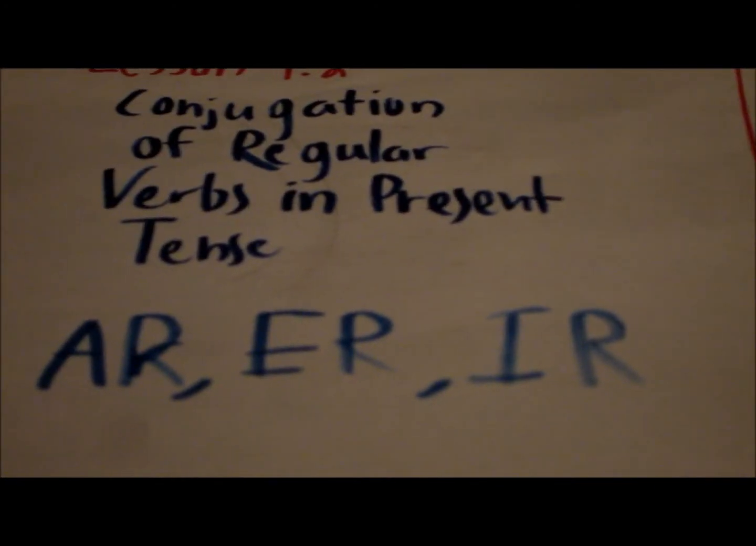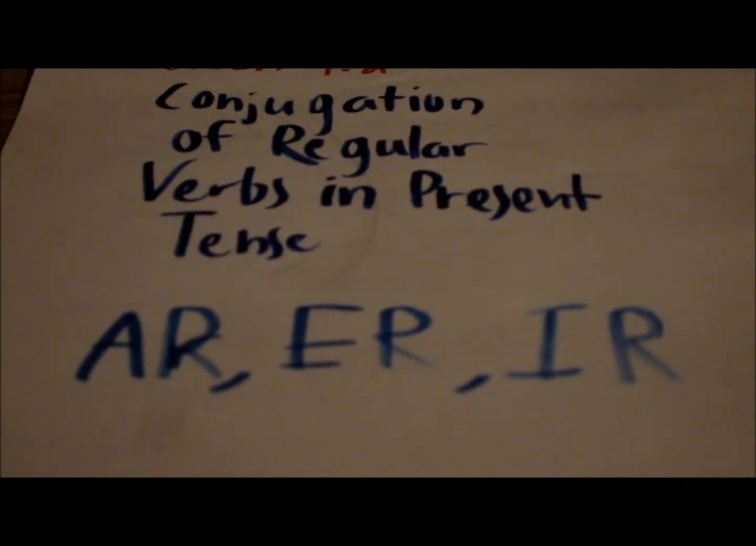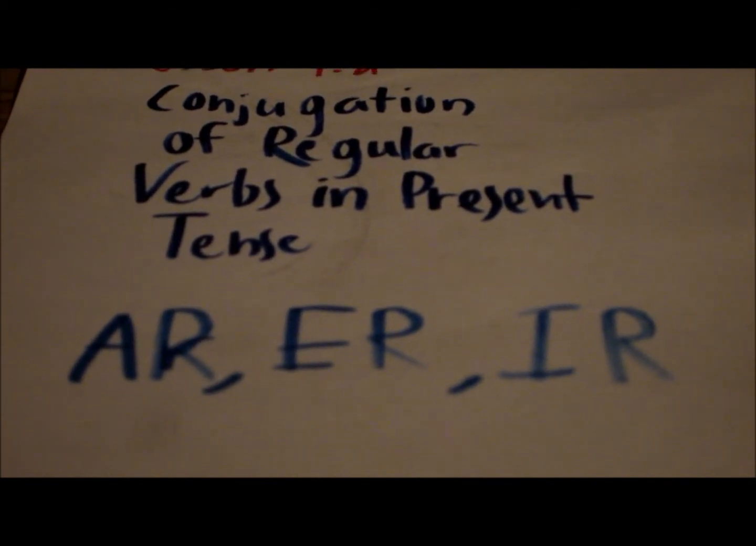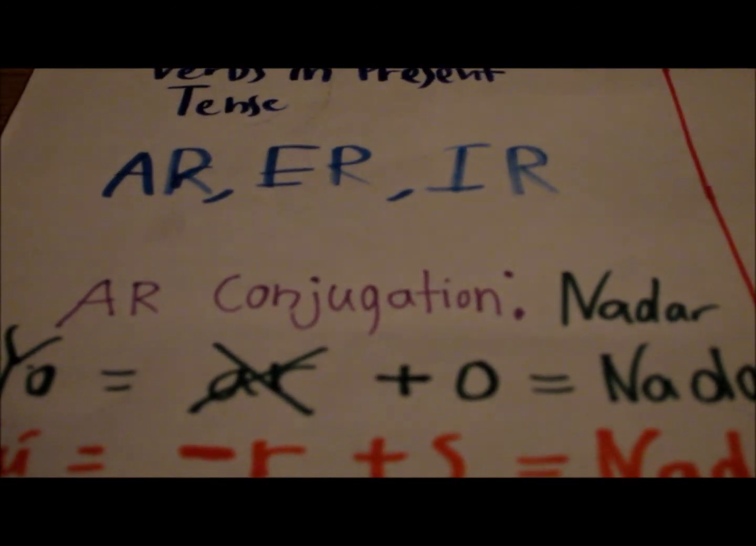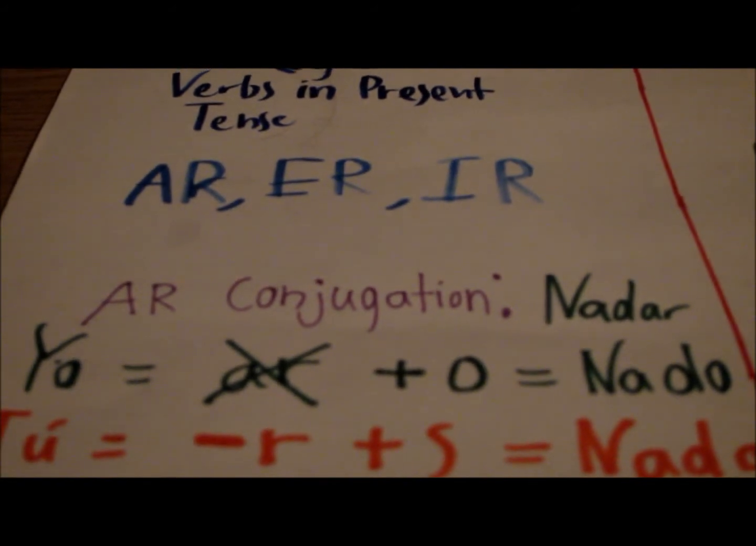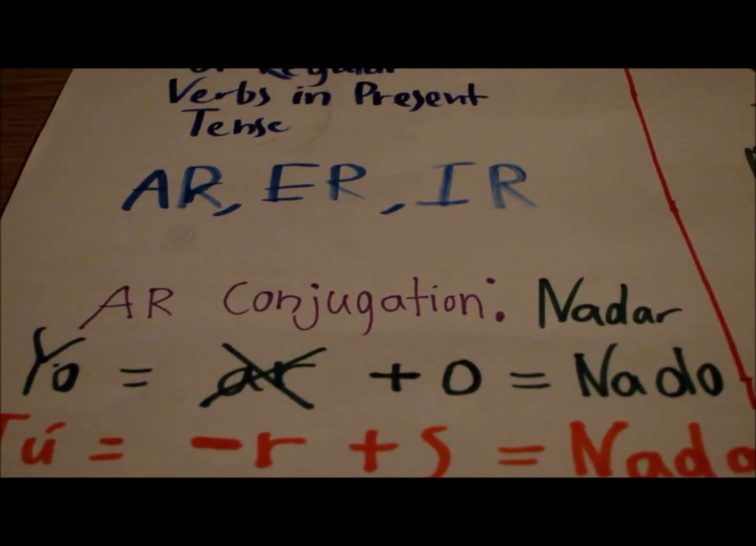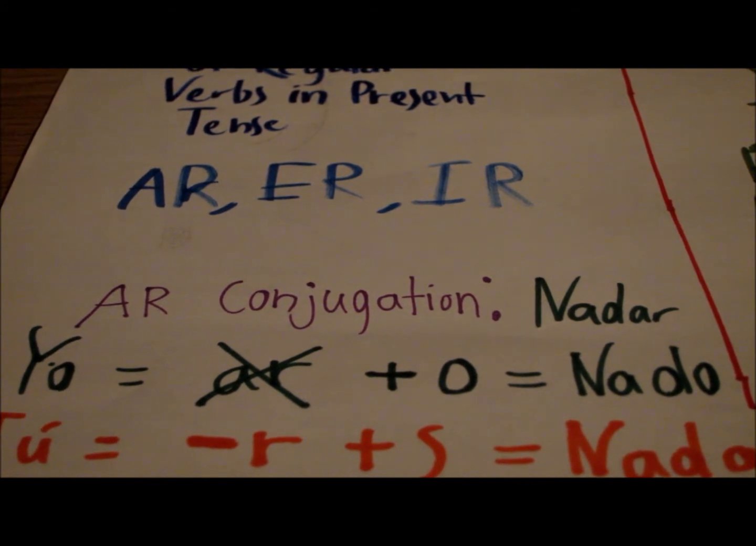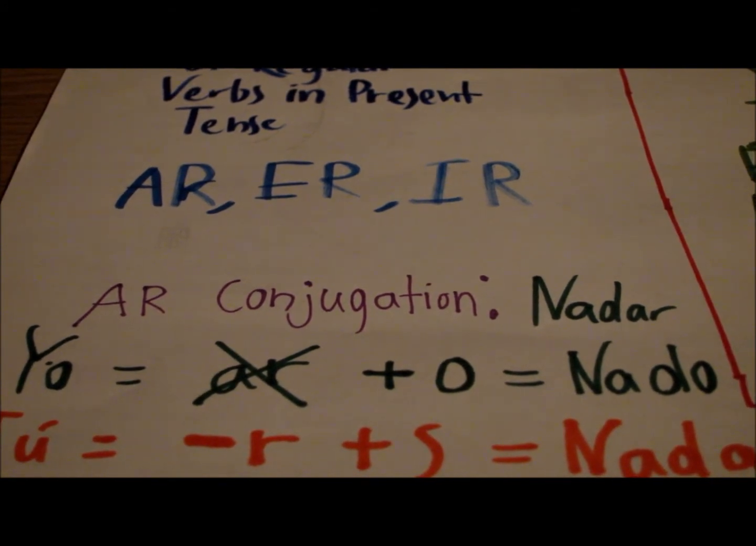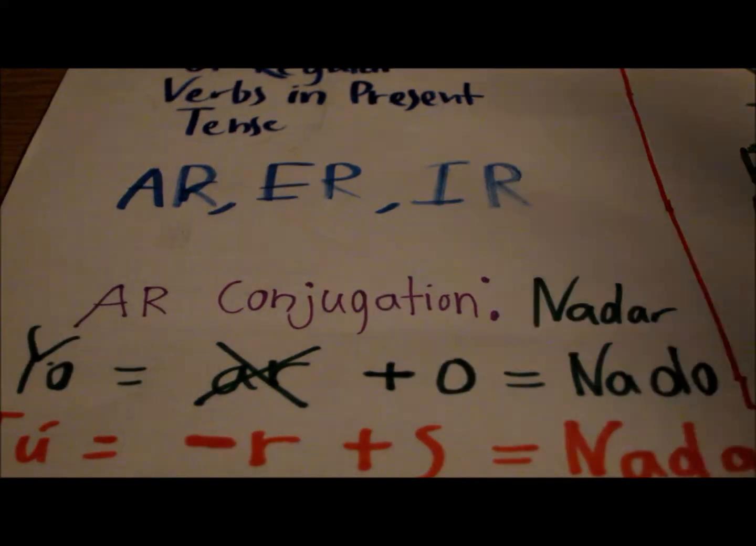So the three types of conjugation that I'm teaching are AR, ER, and IR. Those are the three types of verbs. So let's start with AR conjugation. The example I'm giving is nadar. With yo, what you do is you take off the AR and you add O. So that would make it nado, which means I swim. Nadar means to swim.